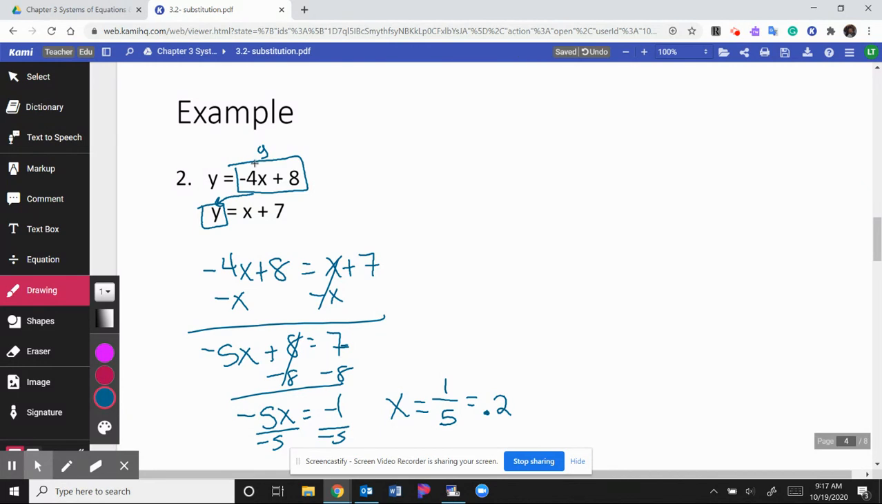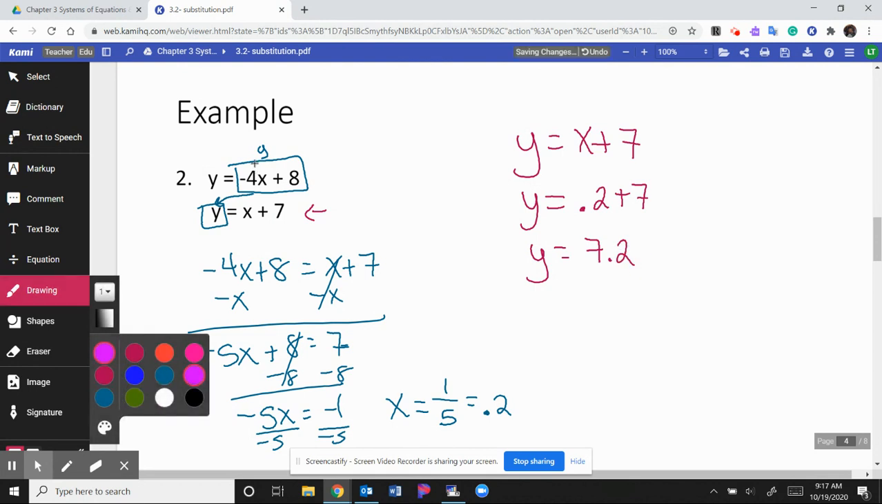So now that I have x equaling 1/5 or 0.2, I need to plug it back into one of my equations up top here. Again, choose wisely. This bottom equation here is probably going to be easier to substitute it in. So I'm going to substitute in there. So I get y equals 0.2 plus 7. And then I get y equaling 7.2.